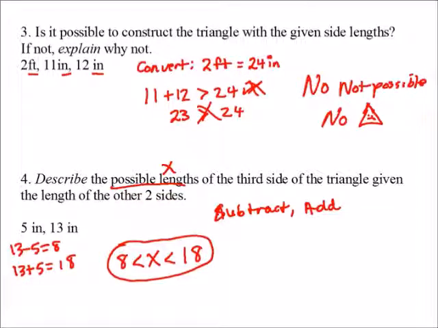Now it can't be 8, because if we did 8, 5 plus 8 would be 13, and that wouldn't be a triangle. So notice that's why these are not equal to. It has to be strictly greater than 8 and strictly less than 18. So anyway, that's how you do these type of problems.